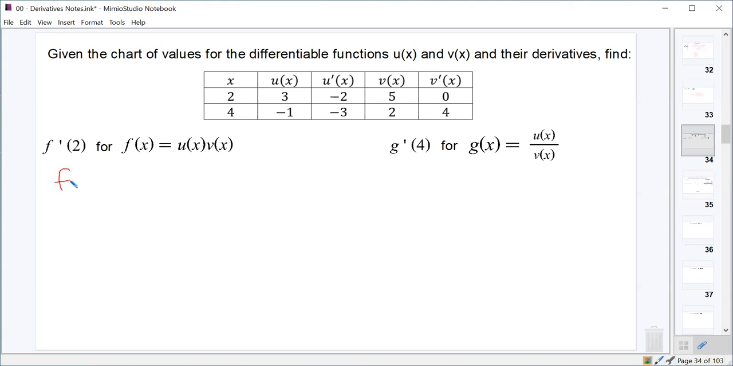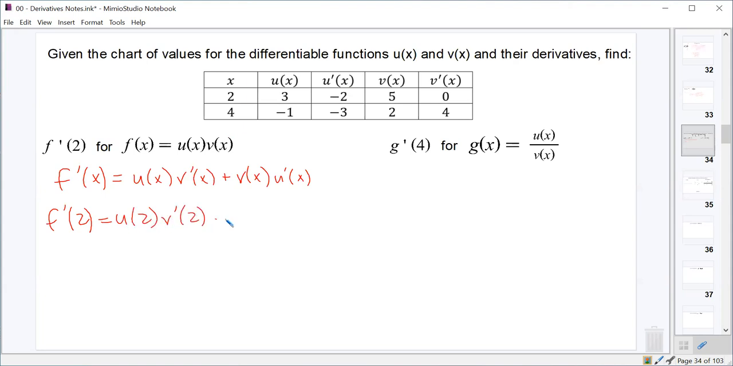Right? We know that f prime of x is equal to u of x times v prime of x plus v of x times u prime of x. That's what we learned last time with the product rule. So if we want f prime of 2, it's just u of 2 times v prime of 2 plus v of 2 times u prime of 2. And so we'll just go in and evaluate all of those.